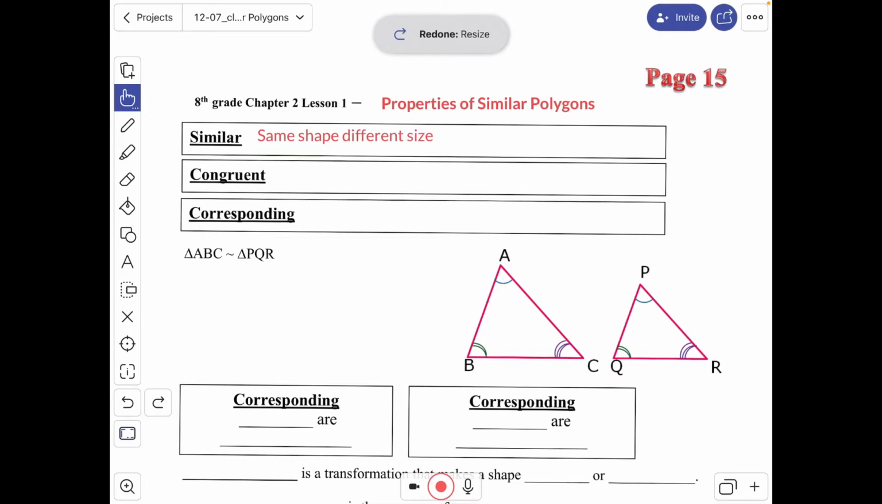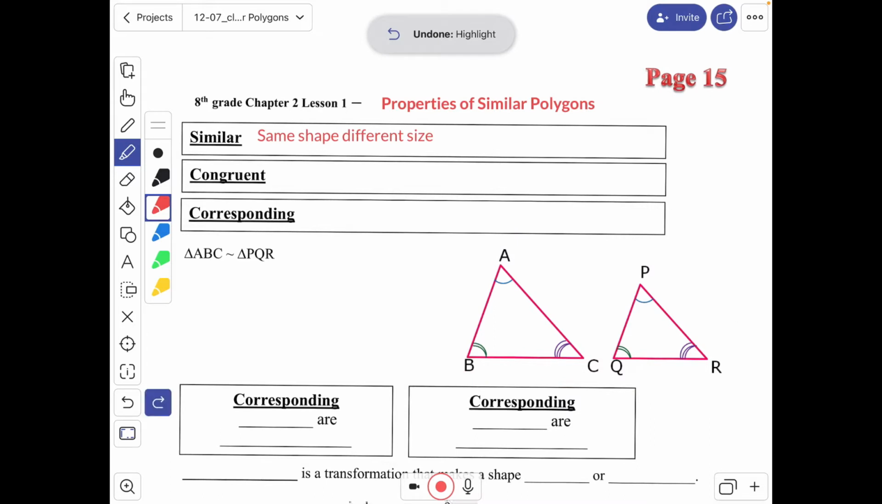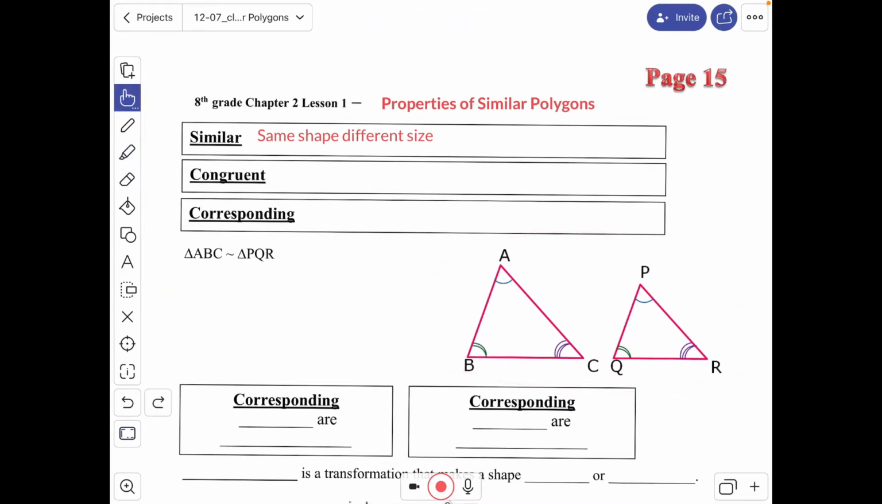Same shape, but different size. Kind of like the example they give you down here. Same shape, different size. Congruent means same shape and same size, basically equal. Same shape and same size.